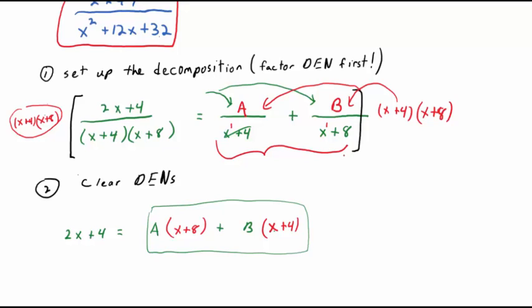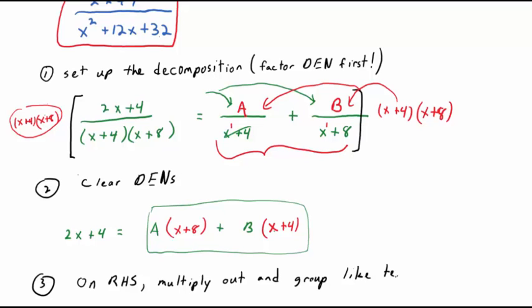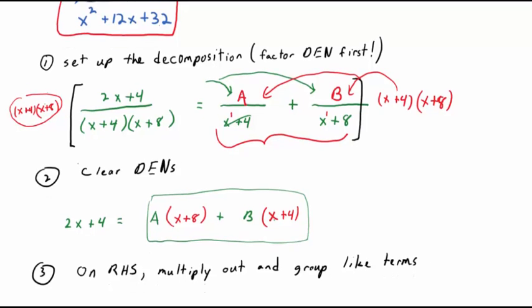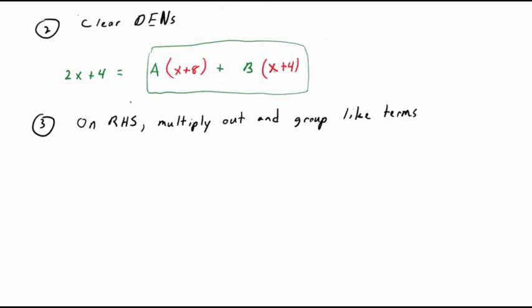Okay, so let me see if I can write that as a step 3. This is referring to the right-hand side, RHS. On the right-hand side, multiply out and group like terms together. Whoops, I went down just a wee bit too far. Okay, so the left-hand side stays the same, 2x plus 4.